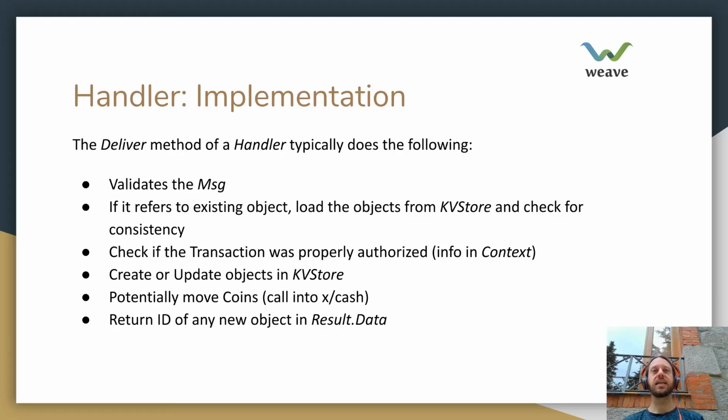Then after it can error at this point if it's not validated. If it is validated, it will either create or update objects in the KV store, potentially move coins, which we call into Xcache, and then return the ID of any new object and result data. So if we create an object, we auto-generate IDs for a number of objects. We should return that in result data so it's easy to query for it. Result data is actually stored on-chain, so you can query it with TX search, and also return it directly on the results.